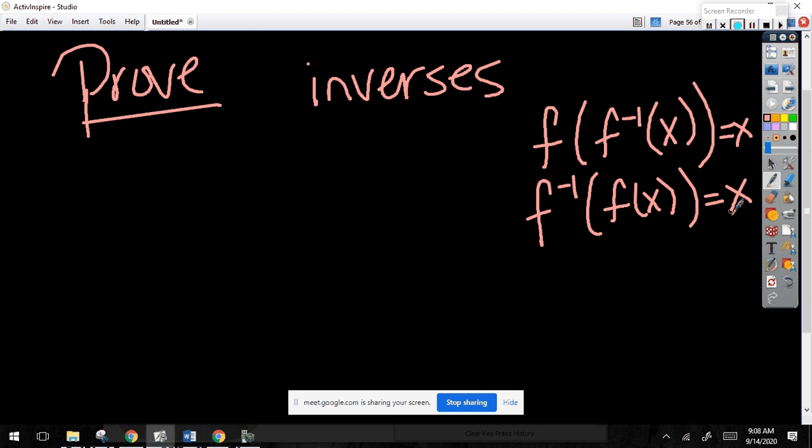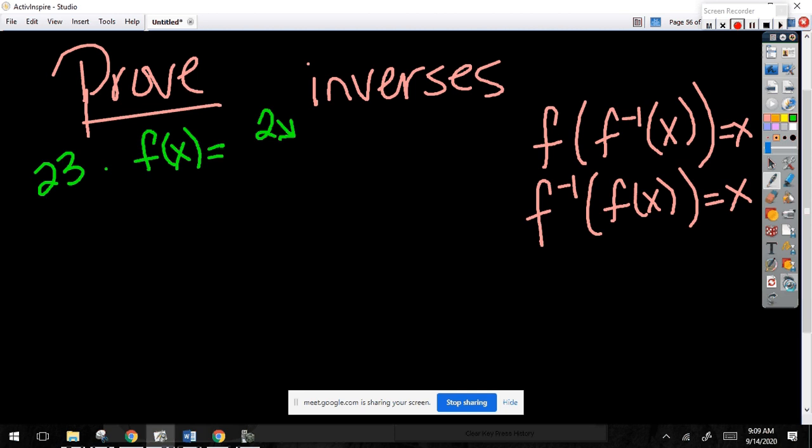That's 2x plus 1. Let's say I asked you to not only find the inverse, but prove the inverse here. Tell me what to do first.